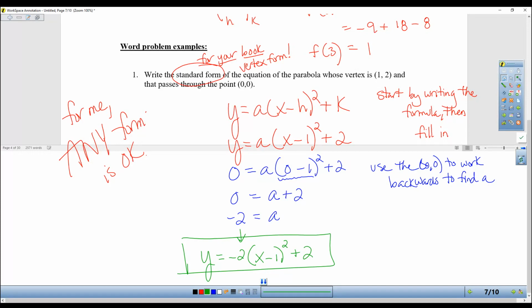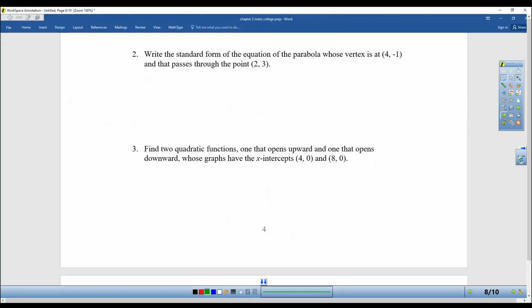So again, your book said write the standard form. They consider this the standard form. I'm so sorry about that, but every other book in the world would call this vertex form, which makes sense. You can see the vertex. You might want to try this next one on your own because it does the exact same thing, but I will do it out for you.